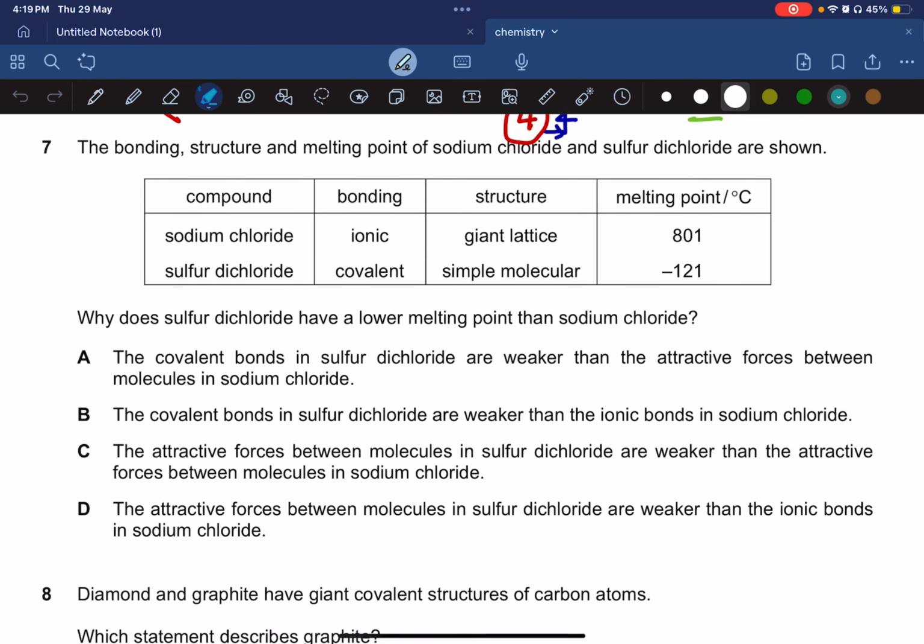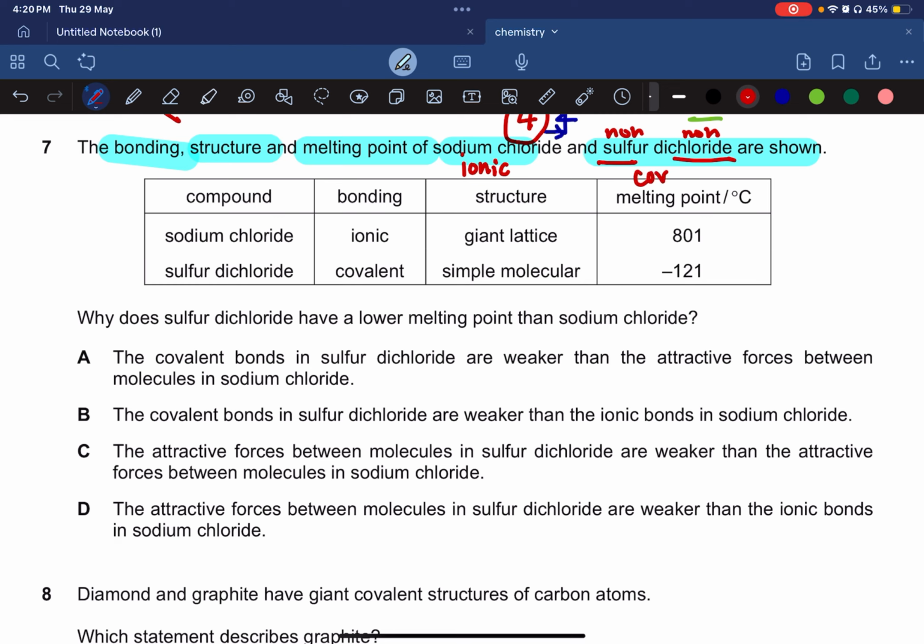Moving on to the next question, which says that the bonding, structure and melting point of sodium chloride and sulfur dichloride are shown. Over here, we know that sodium chloride is an ionic compound and sulfur dichloride is covalent, because sulfur is a non-metal. That's what I know for sure. And I know chlorine is also a non-metal. And I know that non-metals bond together forming covalent bonds. So one important thing that I know over here is that my sodium chloride for sure is going to have high melting and boiling point because it's ionic, and sulfur dichloride is going to be covalent, having a low melting and boiling point. It has a giant lattice. It is a simple molecule.